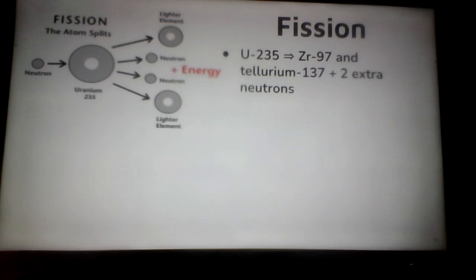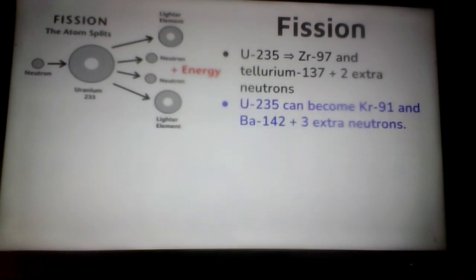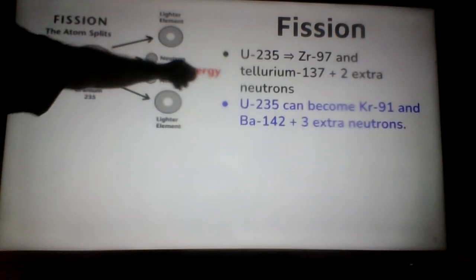Well, zirconium, I use the symbol just to save a little space. Zirconium is element number 40, and tellurium is element number 52. So let's add up the atomic numbers. 40 plus 52 is 92, which is the atomic number of uranium, the original atom. Uranium-235, in this example, becomes zirconium-97 and tellurium-137, and then there are two extra neutrons, as you see in the picture here, and a lot of energy given off.